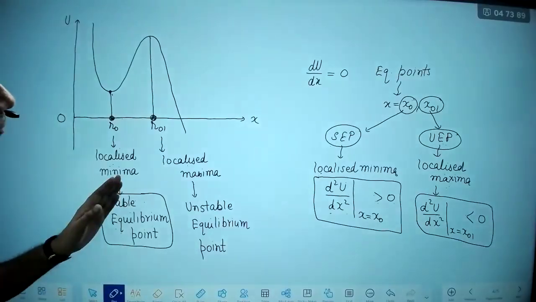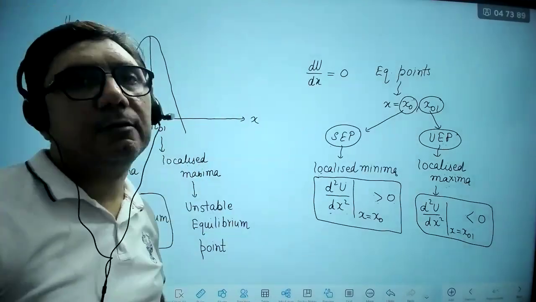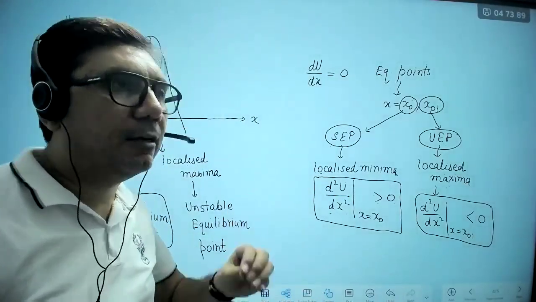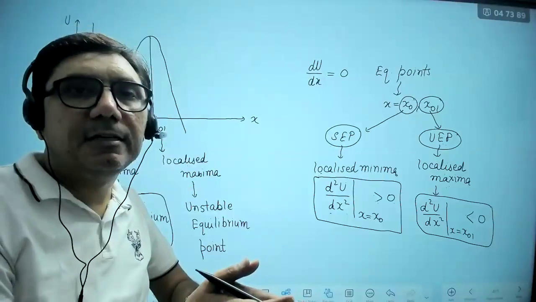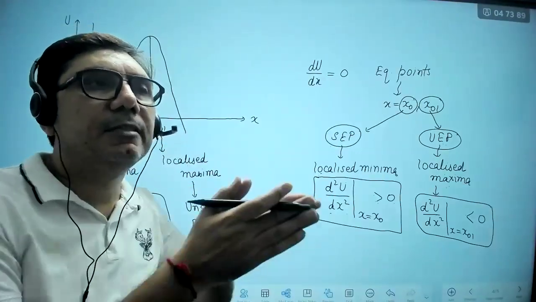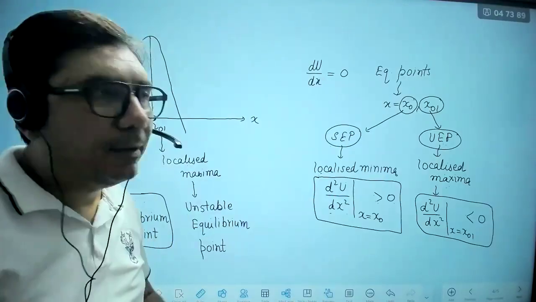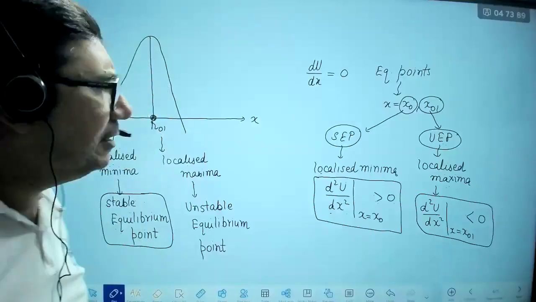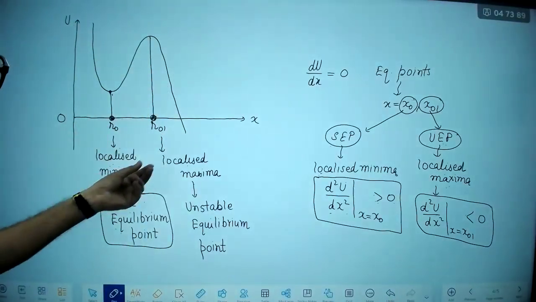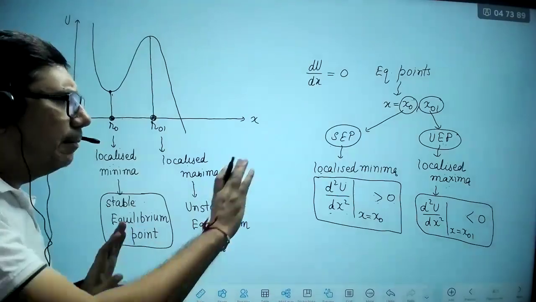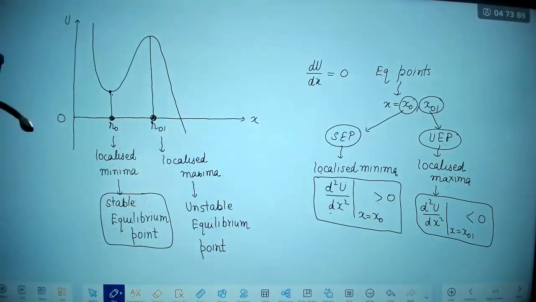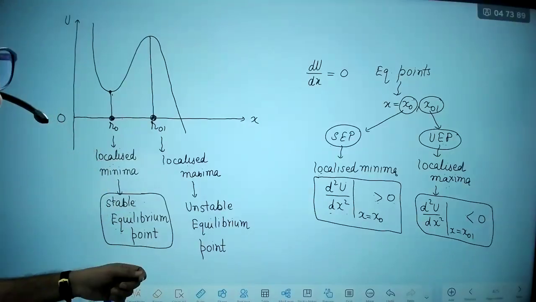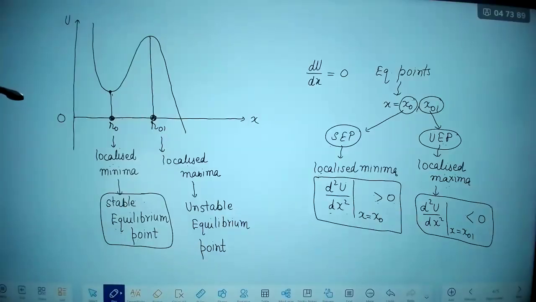So in this way, if the expression of u is given, you can always find the equilibrium points, and from the equilibrium points you can find which one is the stable equilibrium point and which one is the unstable equilibrium point. So mathematically you can do this. Now our next question will be why we say this is a stable equilibrium point and this is an unstable equilibrium point. Mathematically I write the condition, that's okay. But now I will explain why this is stable and why this is unstable.